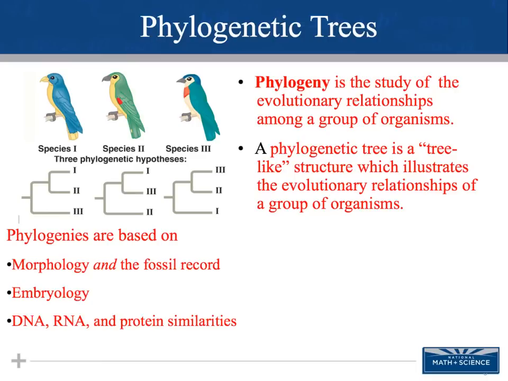It can be based on several things. One of the things that we look at would be morphology, so actual shape and structure, and we also look at the fossil record. So that's how we compare extant versus extinct species, things that have already died compared to things that are currently and still living. We can also look at embryology, the development of a fetus into an actual organism. And then we can also look at DNA and RNA and protein similarities. So all of these things can be used to build a phylogenetic tree or to base a phylogenetic tree off of.